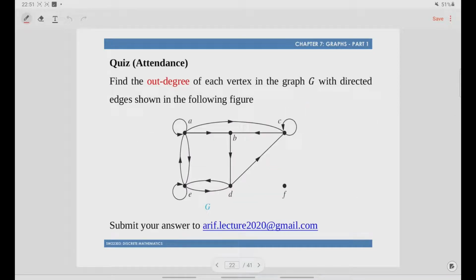Okay, moving on. Again, your favorite moment: the quiz. I give you about 5 minutes to answer this question. Previously, I asked you about the in degree. This time, I ask you about the out degree of each vertex in the graph G. I give you a directed graph, actually the same graph as the previous one, but this time you find the out degree of each vertex. I think it's very easy for you to answer. So I give you about 5 minutes, and then submit your answer to my email. Okay, go.